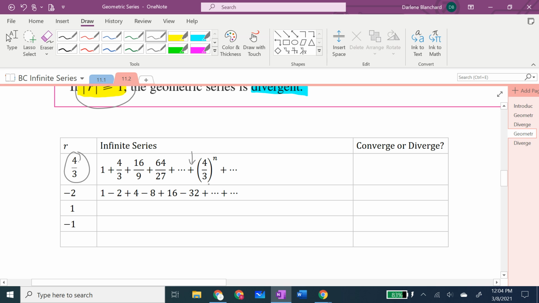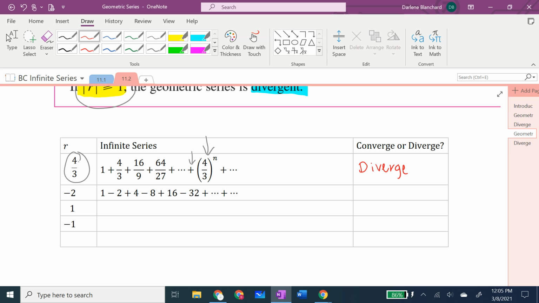If you're dealing with an r that is 4/3, it's not very much bigger than 1. But this number is going to grow. The bigger n is, the bigger that (4/3)^n is going to be, and it is itself heading to infinity. So I want to make sure it makes sense to you that having an r that is larger than 1 is definitely going to diverge.